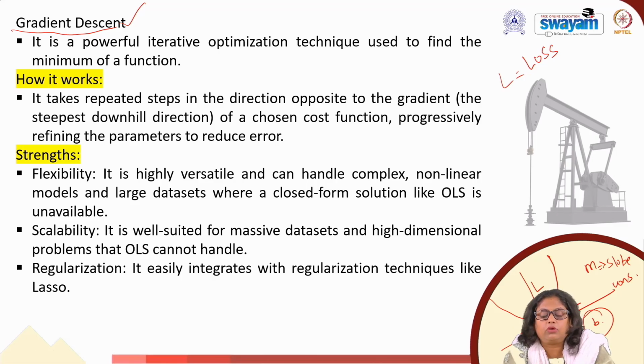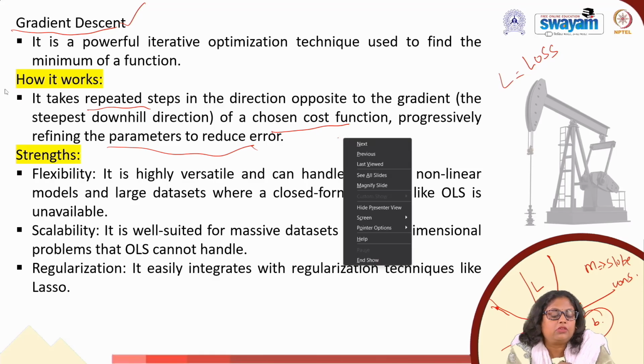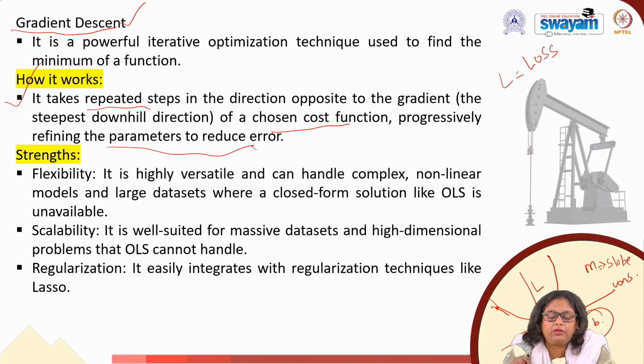So how does it work? It takes repetitive steps in a direction opposite to the gradient. This is the gradient we are talking about, of the cost function, progressively refining the parameter to reduce error. How does it work? We are going to talk about that in detail.